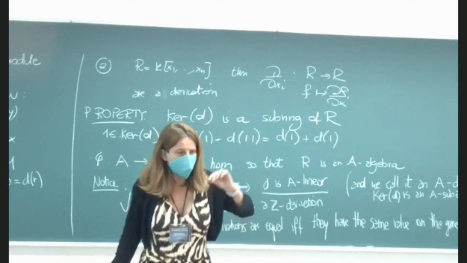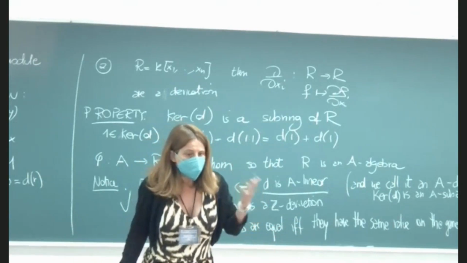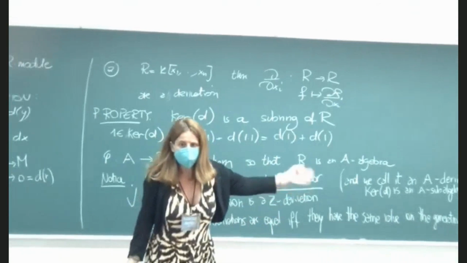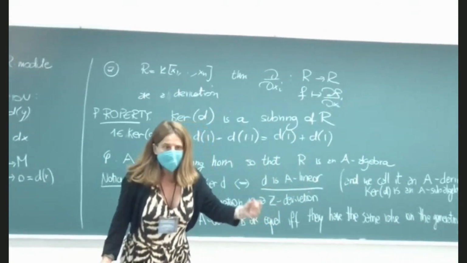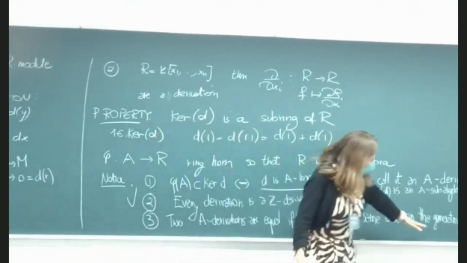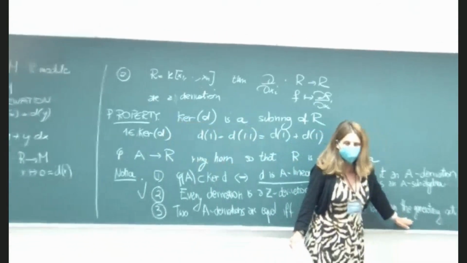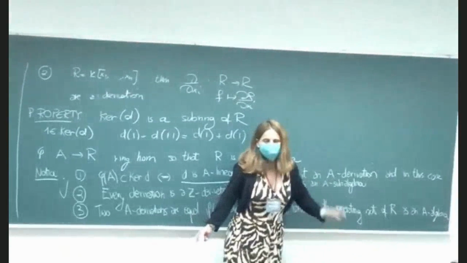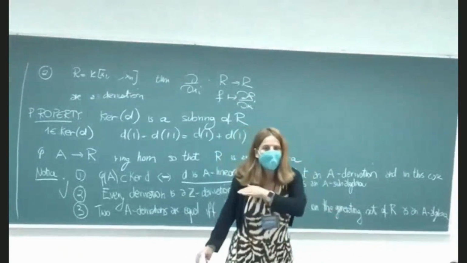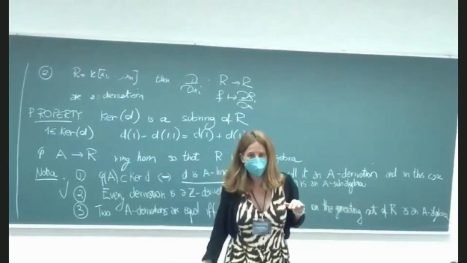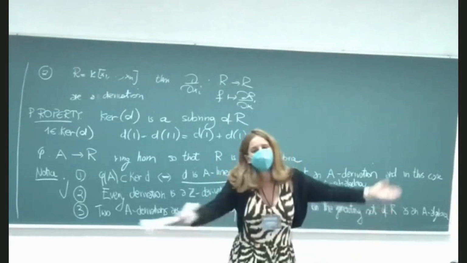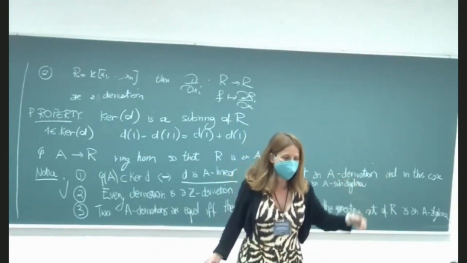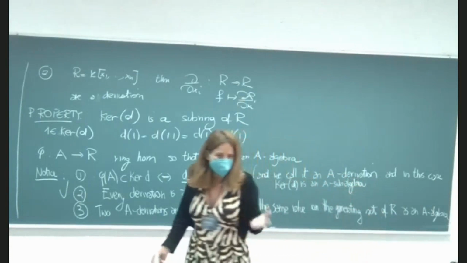So the kernel of the difference, because these are A derivations, is an A subalgebra of R. But d1 minus d2 is 0 on the generating set of R as an algebra, because they have the same value. So if d1 minus d2 is 0 on all the generators, and the kernel is an algebra, it is equal to R. So the kernel is R, so d1 and d2 are exactly equal.